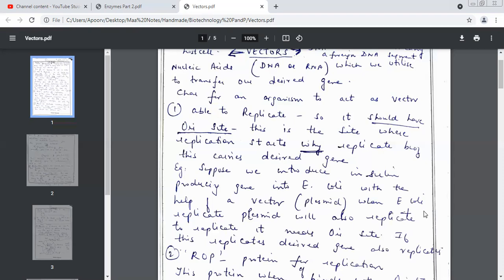Replication. Very good. Why should it have a property of replication, children? So that it can produce more copies of the desired gene. We have sent only one gene and we need multiple copies. So it should have the capacity to produce more copies. Is the first point clear to everybody? Able to replicate.